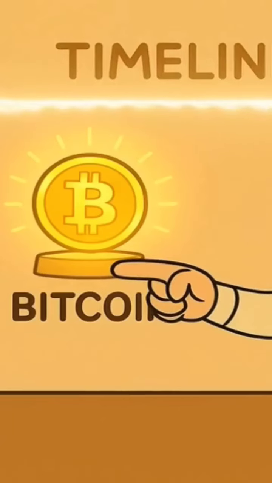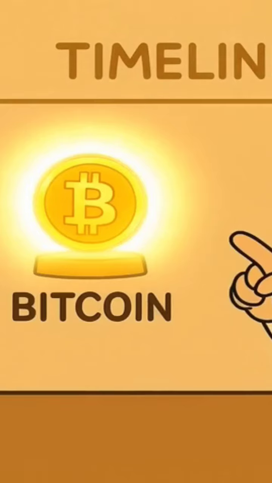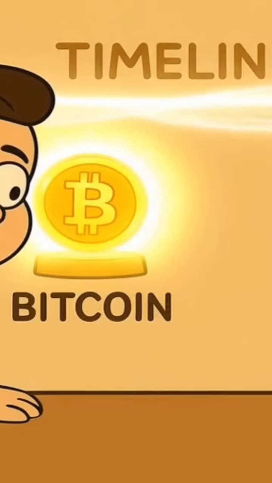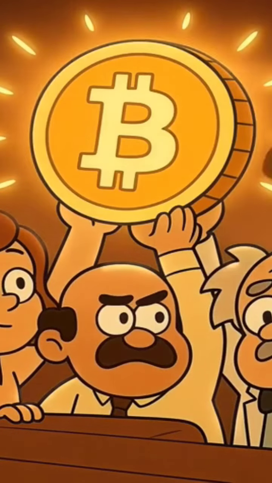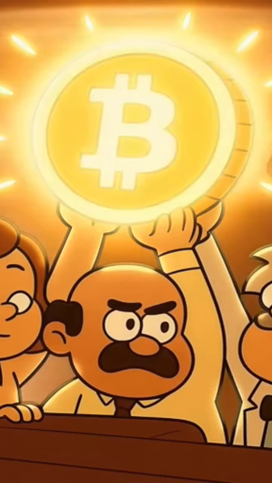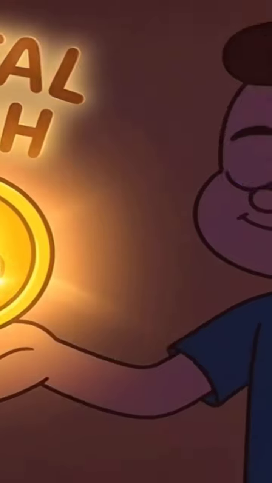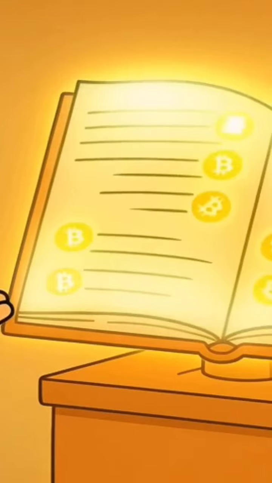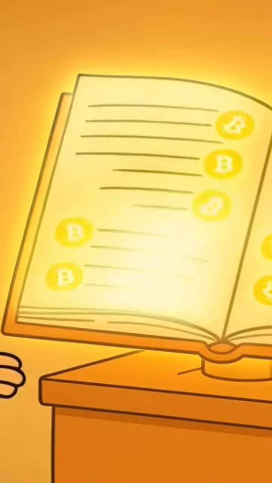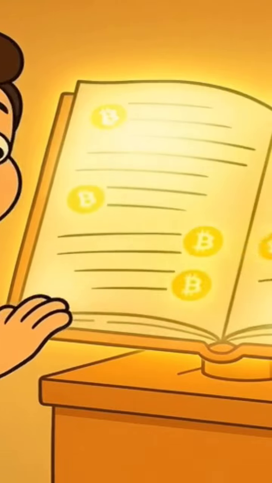Now, let's talk about Bitcoin. Bitcoin was the first big popular thing to use this magic notebook idea. The people who created Bitcoin had a very specific goal. They wanted to create money that wasn't controlled by any bank or government. They wanted to create digital cash. So the Bitcoin blockchain, that big shared notebook, does one thing and one thing only. It keeps track of who owns which Bitcoin.